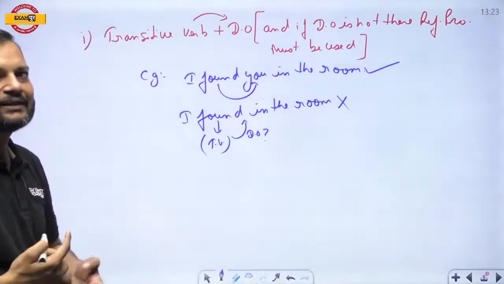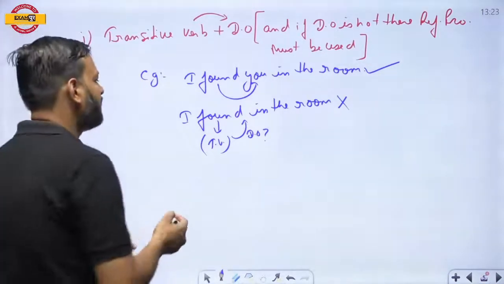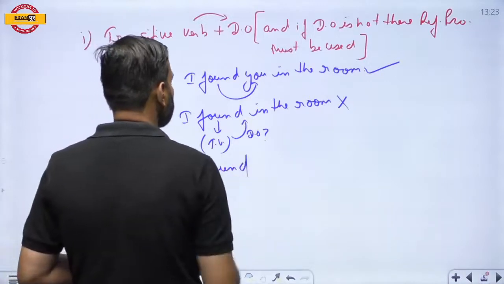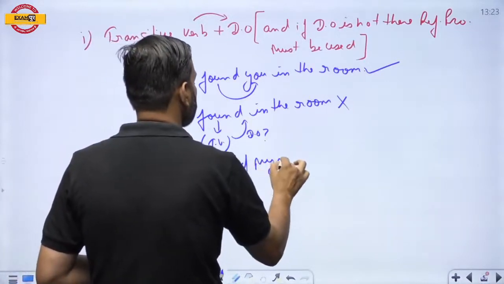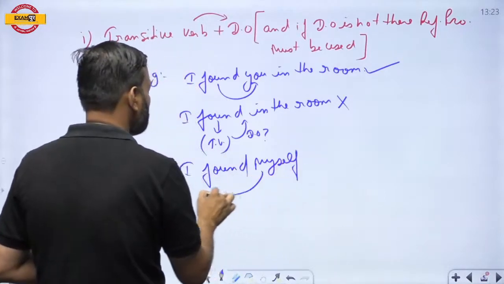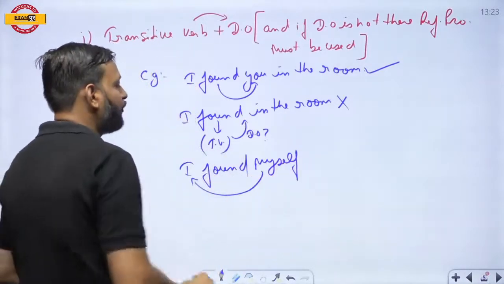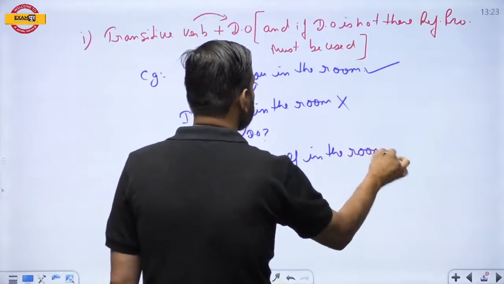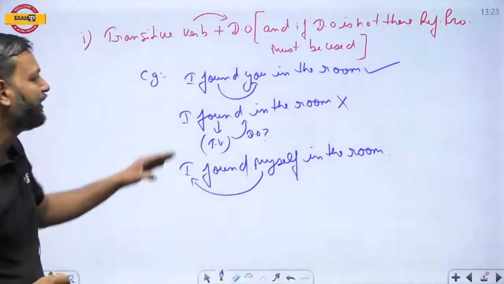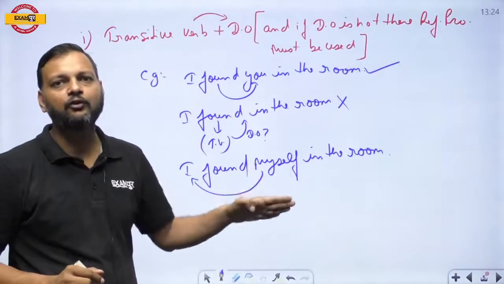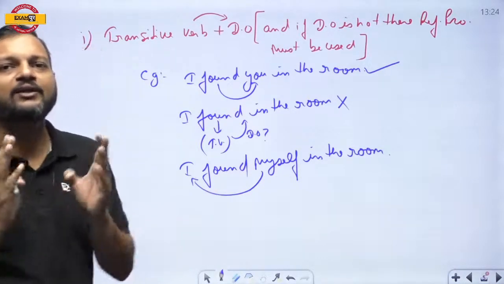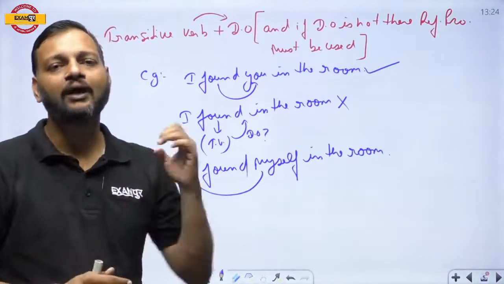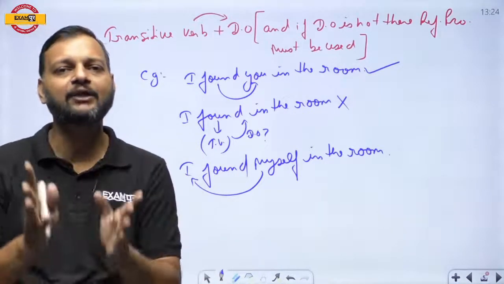Now, how to rectify this sentence? How to improve this sentence? In place of the direct object, we need to use a reflexive pronoun. And the reflexive pronoun is always according to the subject. So, I found myself in the room. So if a transitive verb is not followed by a direct object, it is considered wrong. And to improve such sentences, we need to use a reflexive pronoun in place of the direct object.